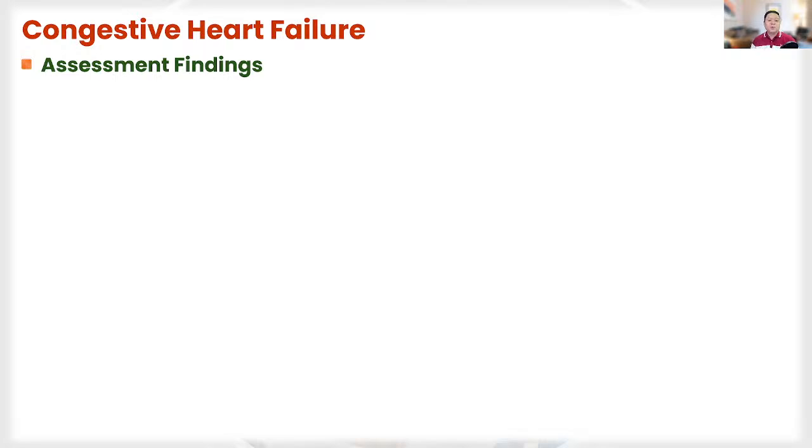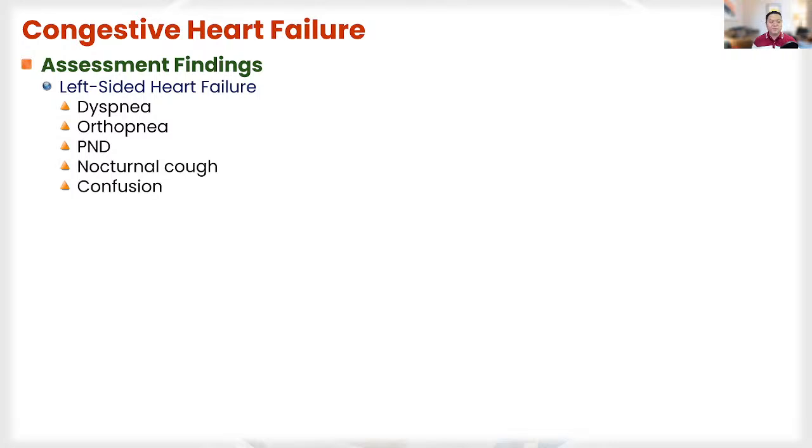Now we're going to have to go back into the assessment findings here. Just want to make sure that you're able to capture all these so you don't get confused. So our assessment findings in left-sided heart failure, again, will include the dyspnea, which is basically the impairment in the function of the left side of the heart. It will cause backflow into the pulmonary circulation: the orthopnea, the paroxysmal nocturnal dyspnea, nocturnal cough. There will be confusion, diaphoresis, and the reason why the patient will end up with diaphoresis is because of the body's response to the stress.